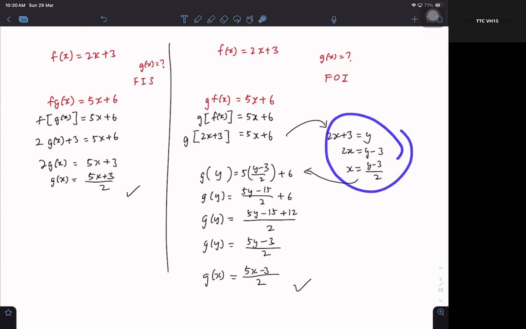Okay, after you finish doing inverse, you come back to here. You make this 2x plus 3 become y. You make the x become y minus 3 over 2. Why? Because 2x plus 3 equals to y, and then x equals to y minus 3 over 2. So you change the 2x plus 3 into y, and then you change the x into y minus 3 over 2. Understand?